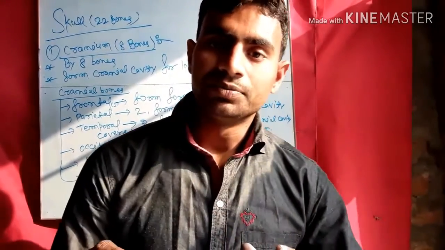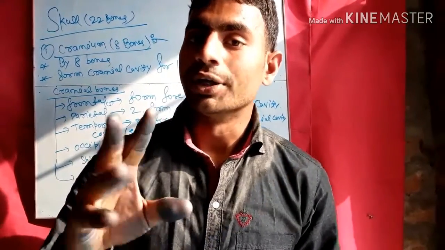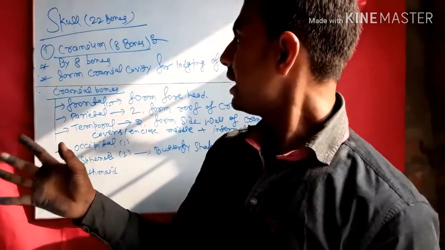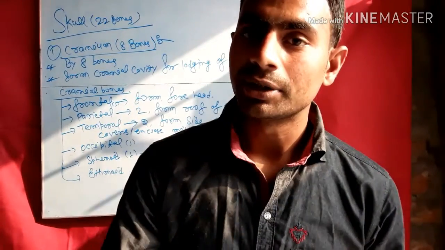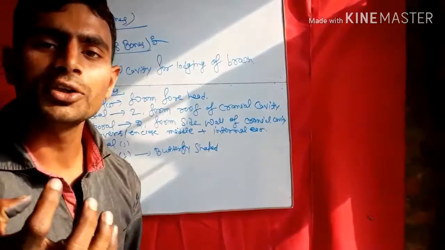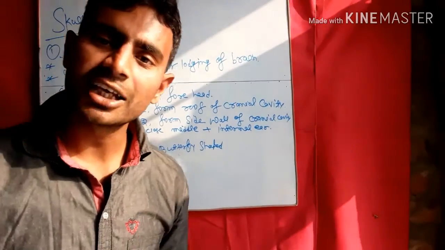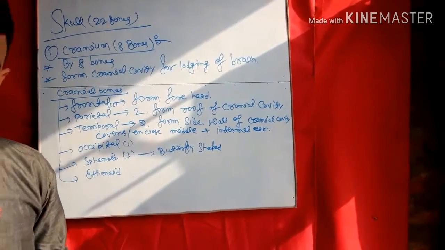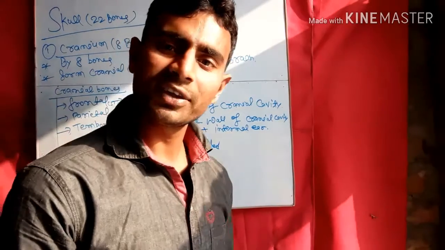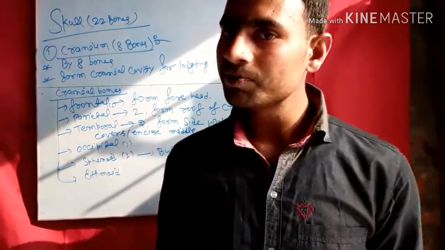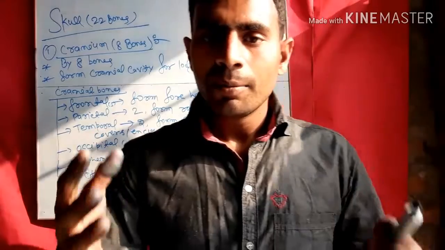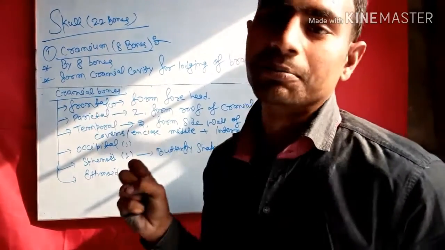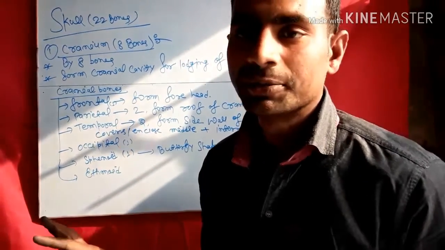The skull is made by 22 bones. In the skull, the cranium is made by 8 bones, and the face is made by 14 bones. This means the cranium is made by 8 bones and the face is made by 14 bones.